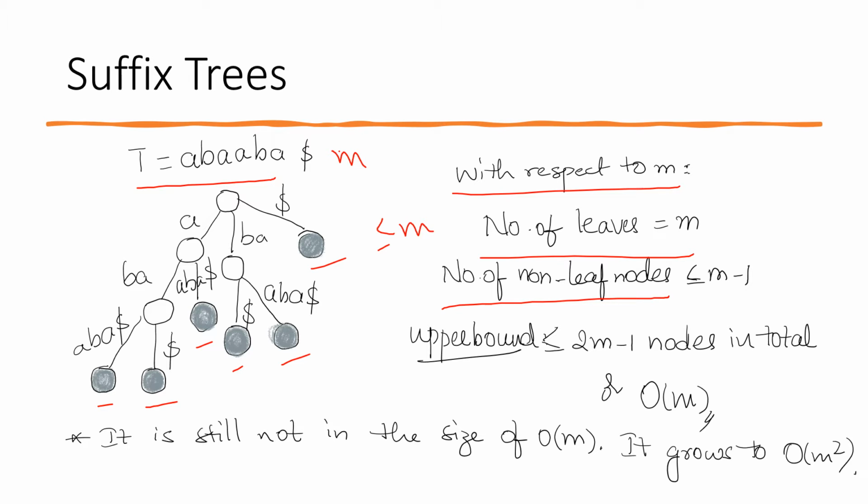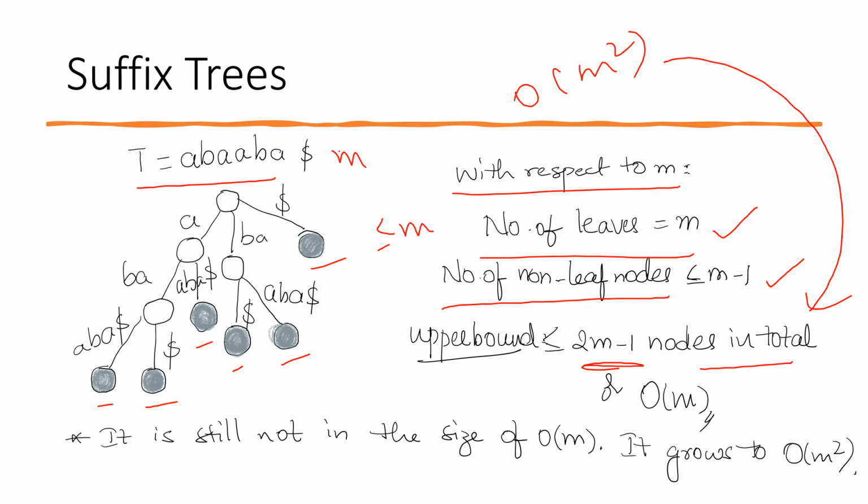So in a binary tree, if the number of leaf nodes is m, then the number of non-leaf nodes is m minus 1. So similarly, for the number of leaves equal to m, the number of non-leaf nodes will be m minus 1. So the upper bound will be less than or equal to 2m minus 1 nodes in total. So earlier we had O of m square nodes. We reduced that to 2m minus 1, or in general O of m.